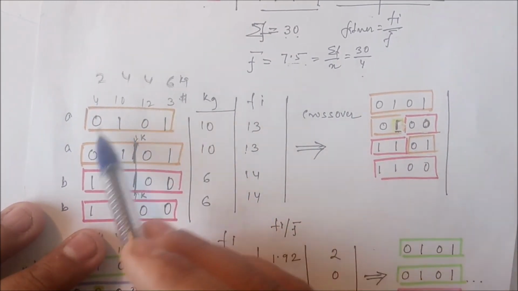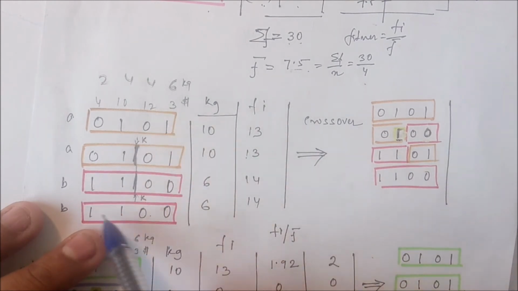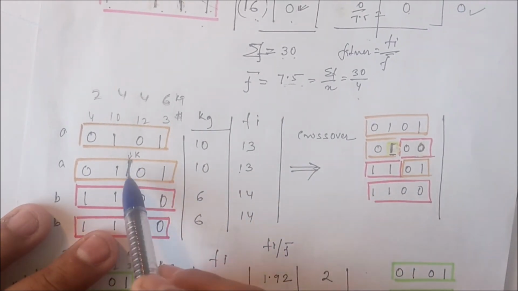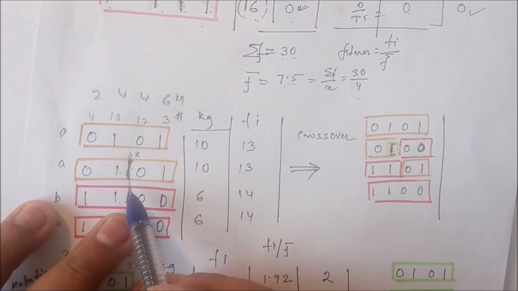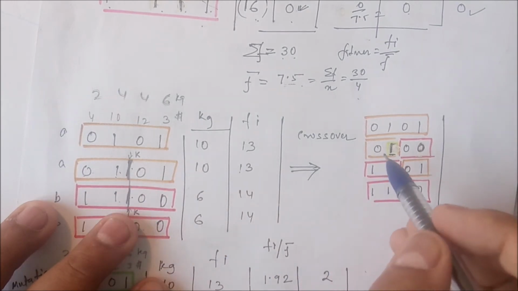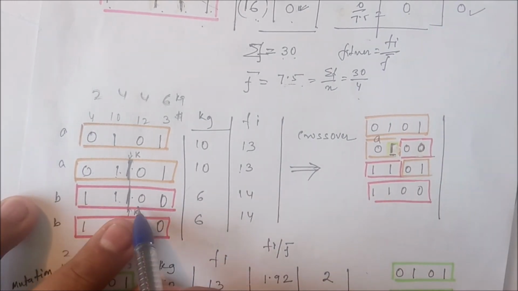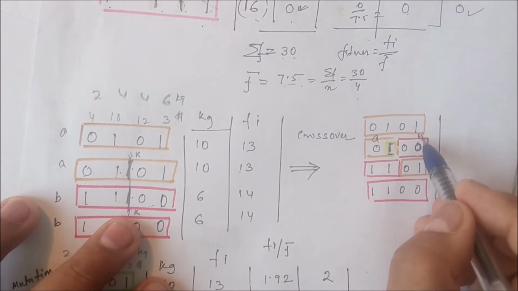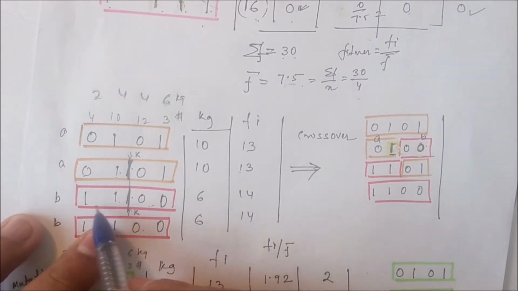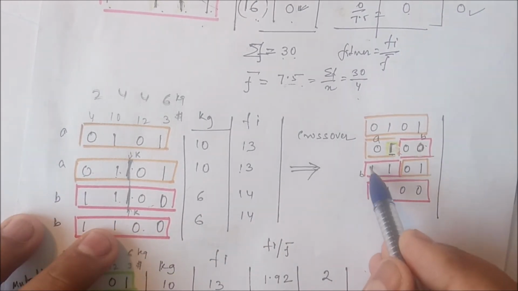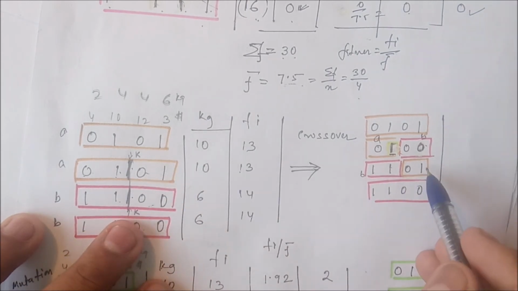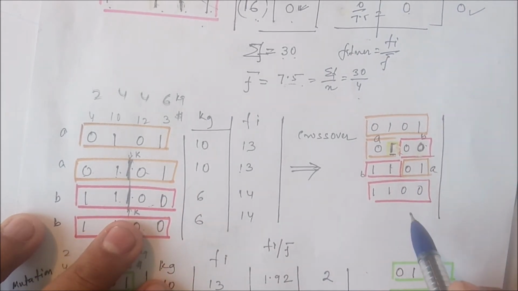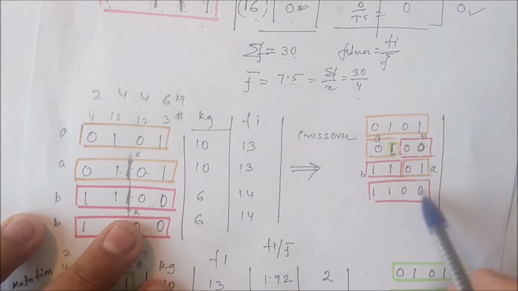Now here we apply the crossover. To crossover we just use these 2 chromosomes. Now this will be 0, 1 from part A, and 0, 0 from part B, this particular part. Similarly 1, 1 is from part B, this particular part, and 0, 1 is from part A. So here we apply the crossover.